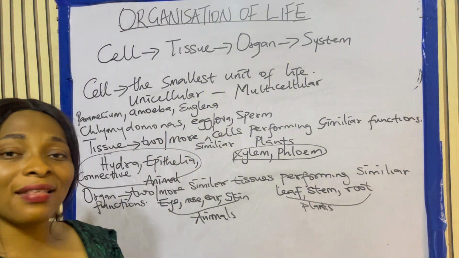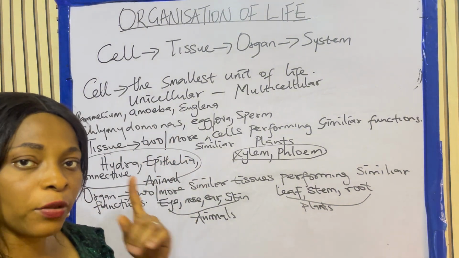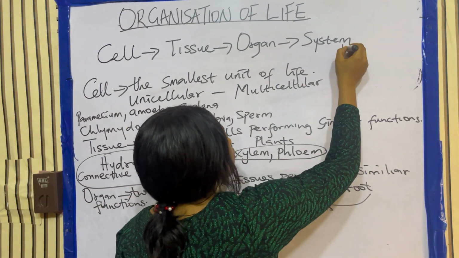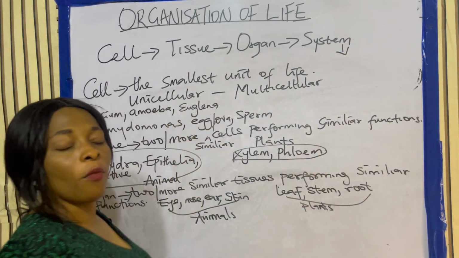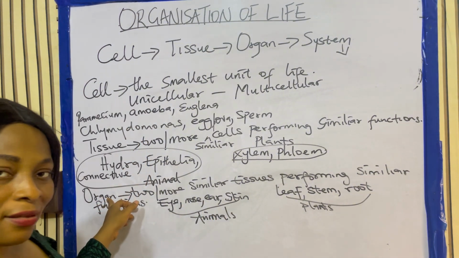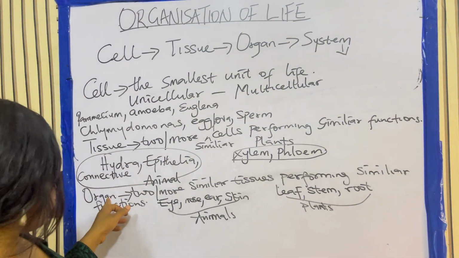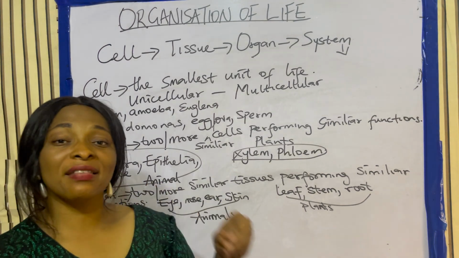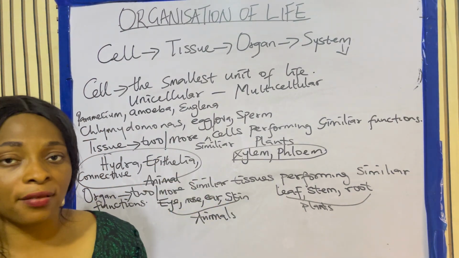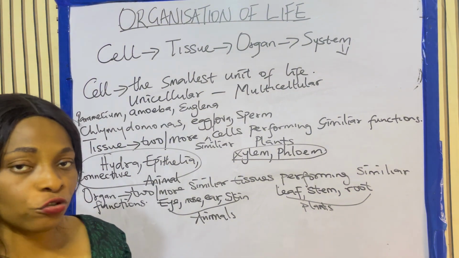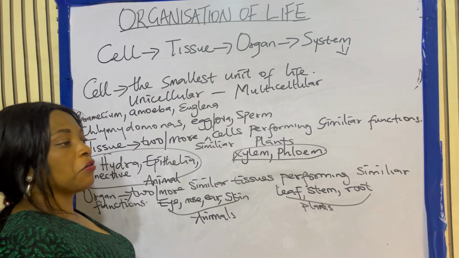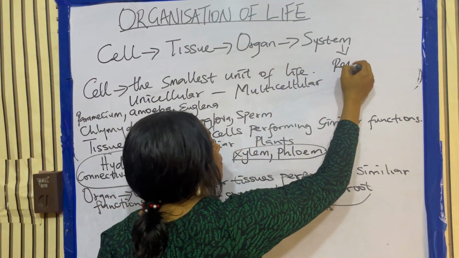Then we look at the last but not the least. The last but not the least is what we refer to as system. So a system is a combination of two or more organs performing similar functions. A combination of two or more similar organs performing similar functions. Are we following? Okay.